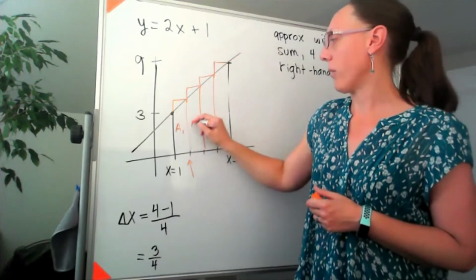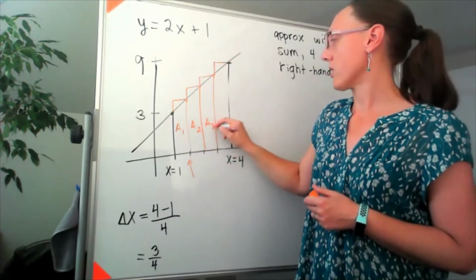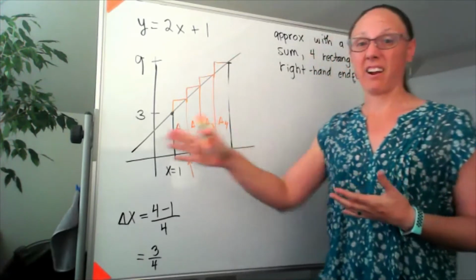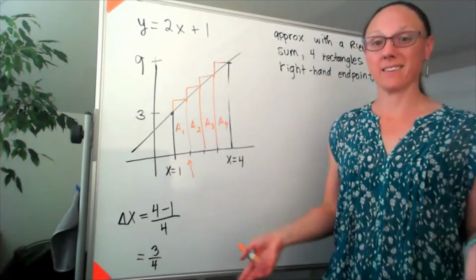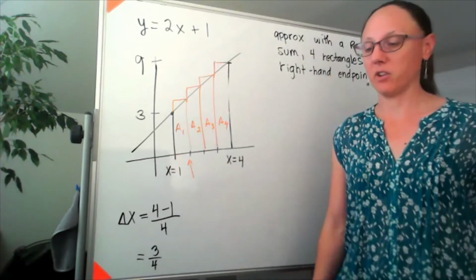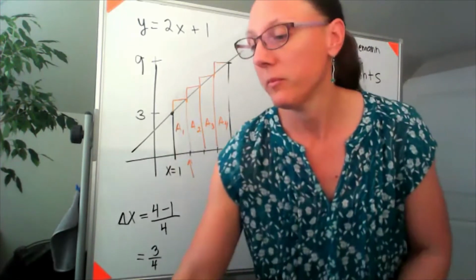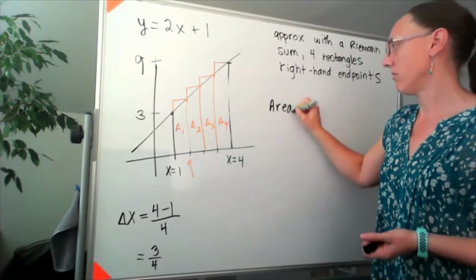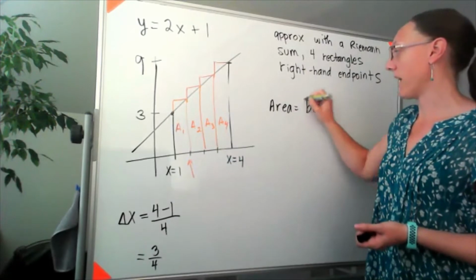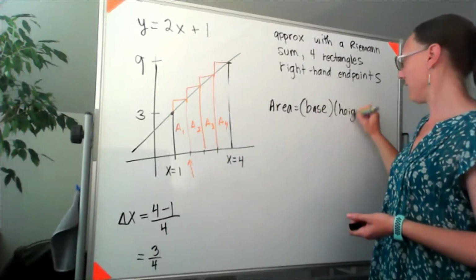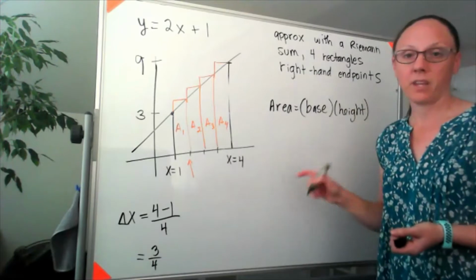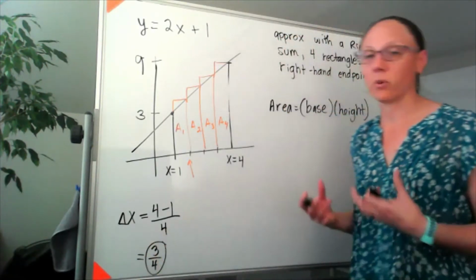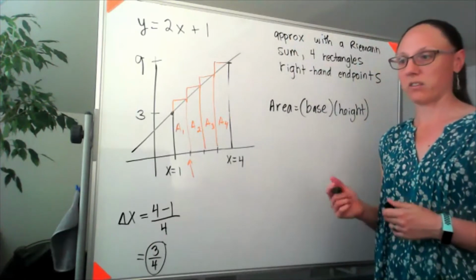So we're going to end up with a total of 4 rectangles here, and we're finding the area by adding up, or taking the sum of, the areas of those individual rectangles. In general, to find the area of a rectangle, I know I'm looking at a base times a height. And for each of these rectangles, the base, or the width of that rectangle, is 3/4.